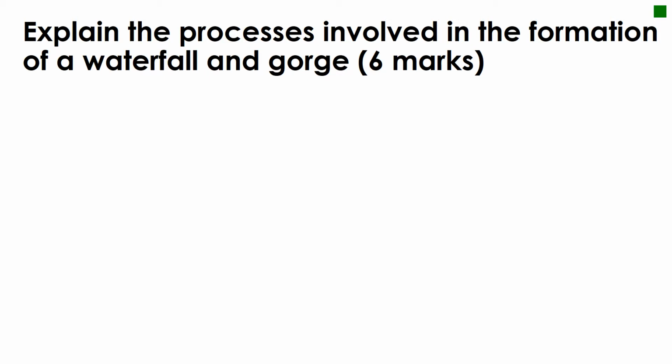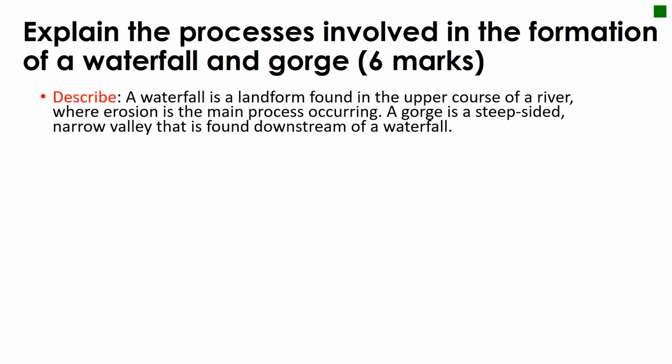So this brings us to our exam question and model answer. So this exam question is: explain the processes involved in the formation of a waterfall and gorge, worth 6 marks. So firstly, we need to describe what those two landforms are. A waterfall is a landform found in the upper course of a river, where erosion is the main process occurring. A gorge is a steep-sided, narrow valley that is found downstream of a waterfall.